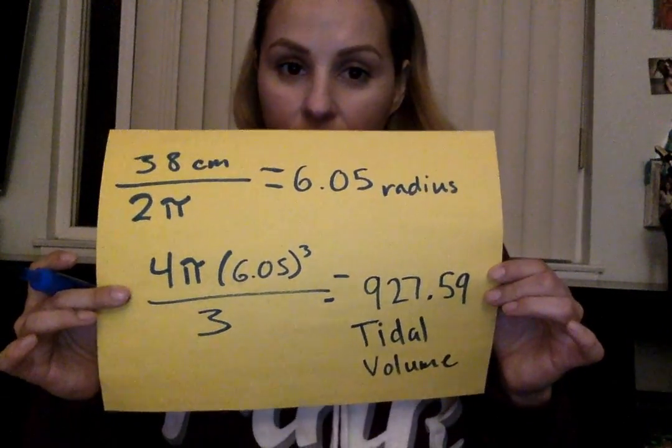927.5871705. Again, I'm not going to write the entire number. I'm going to go ahead and put 927.59, and that is my tidal volume. That's about how much air I breathe. There you go. So that's how I calculated that.